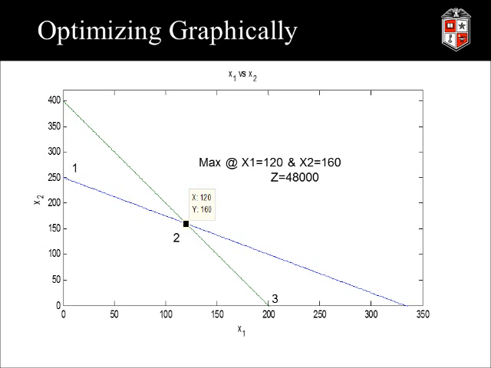Then we will have to evaluate our objective function at each of these points to see which one gives the best value for our objective function. By doing this, we find that in our case, our optimum is at point 2, where there are 120 units of product 1 and 160 units of product 2, giving us a revenue of $48,000.